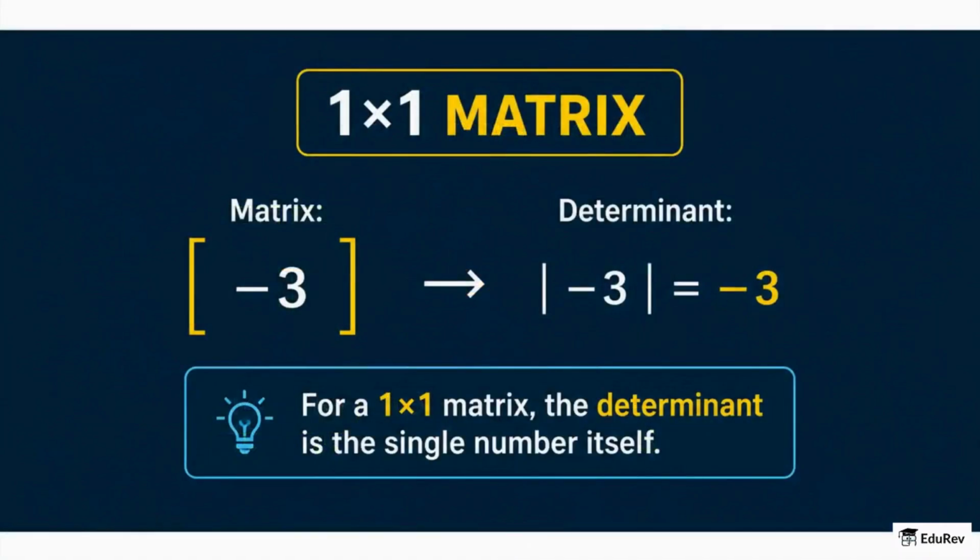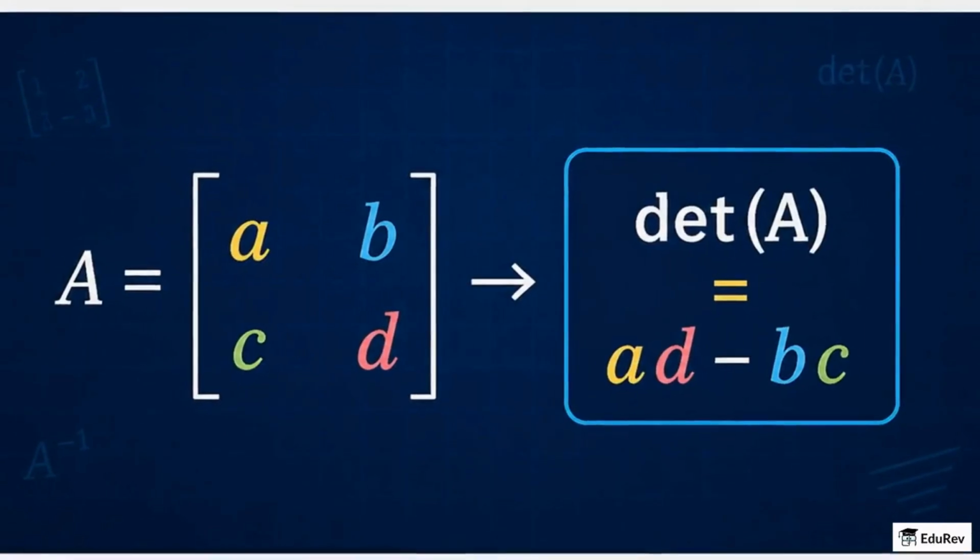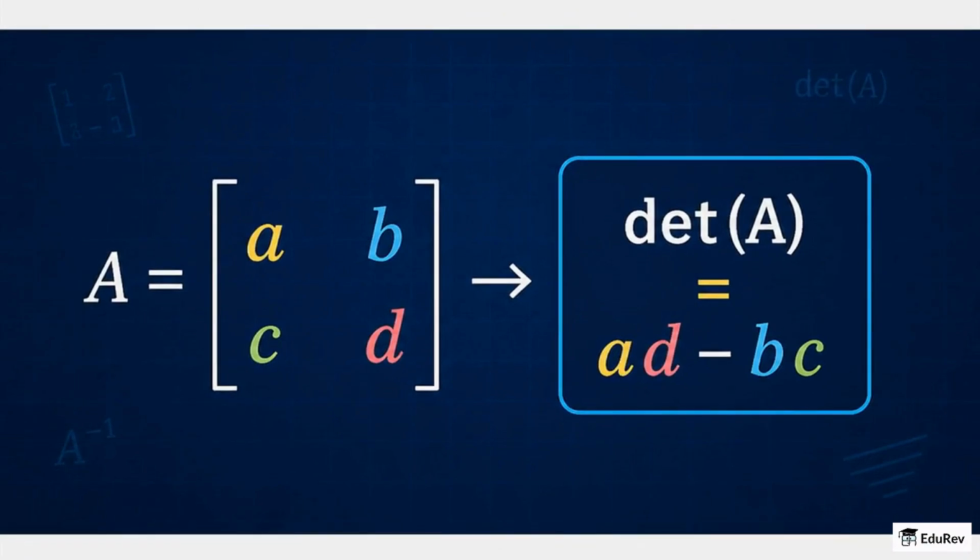For a 1 by 1 matrix, the determinant is the single number itself. For example, if the matrix is -3, the determinant is -3. For a 2 by 2 matrix with entries a, b in the first row and c, d in the second row, the determinant is a times d minus b times c.